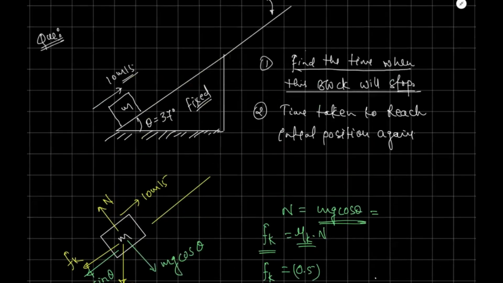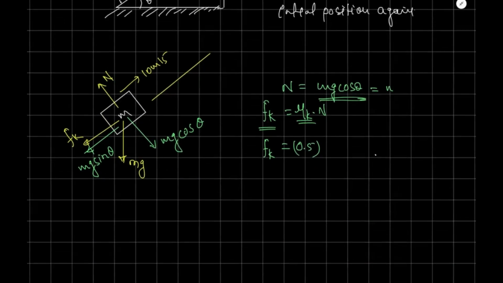The value of m is, okay, it's not given. So let's write mg and cos 37. So cos 37 is 4 by 5. So we'll get 4 by 5 into g. So we can cancel out this one now. So we'll get 4m.